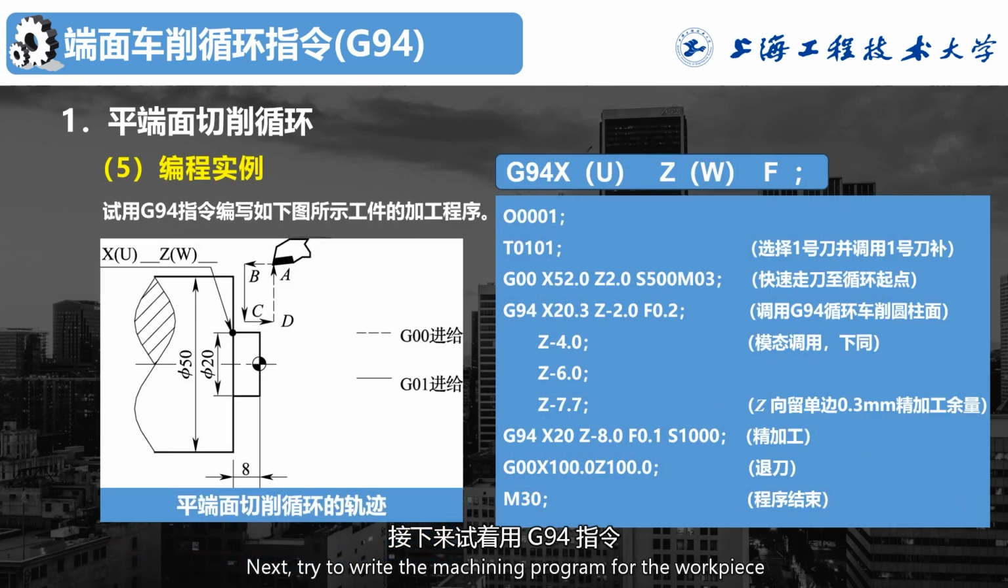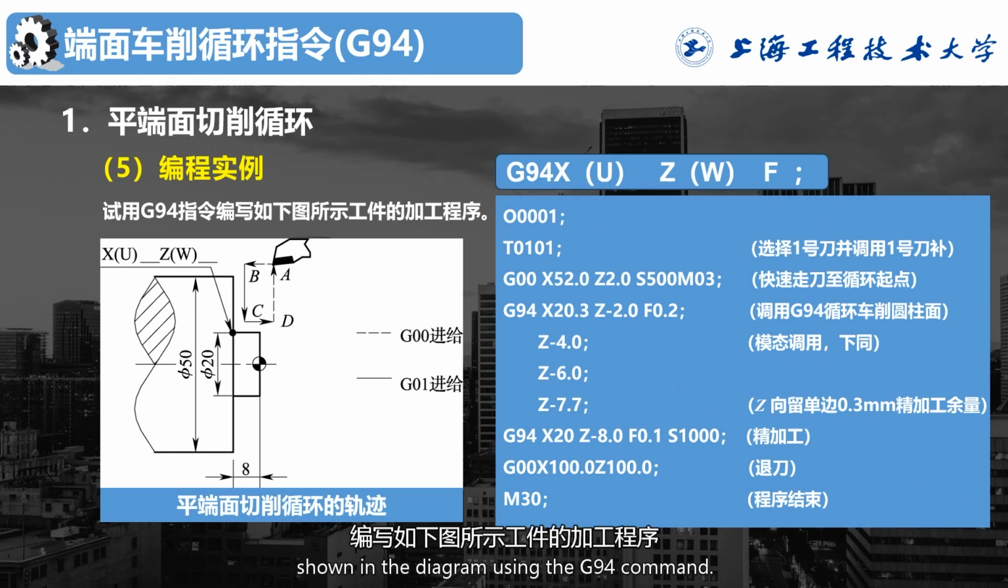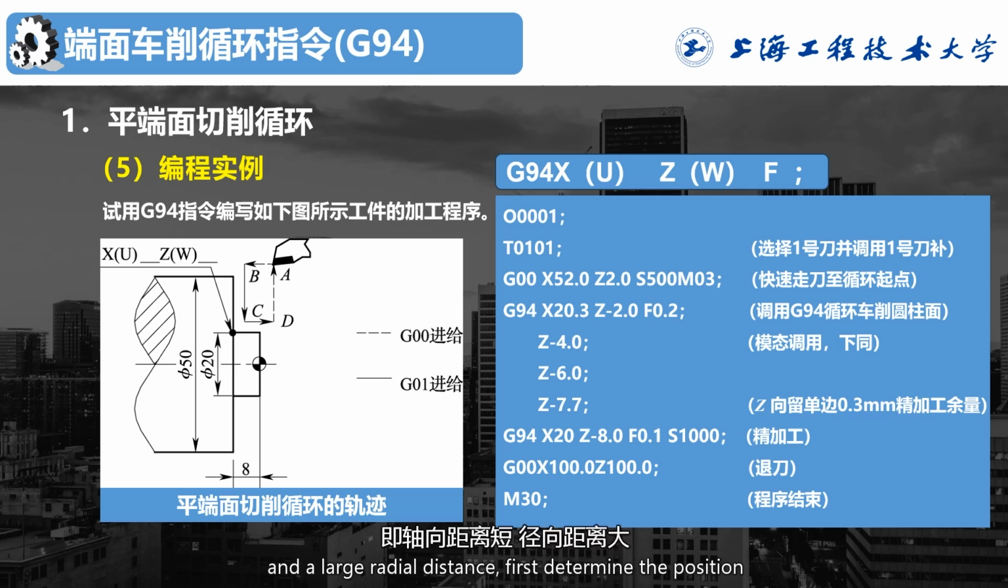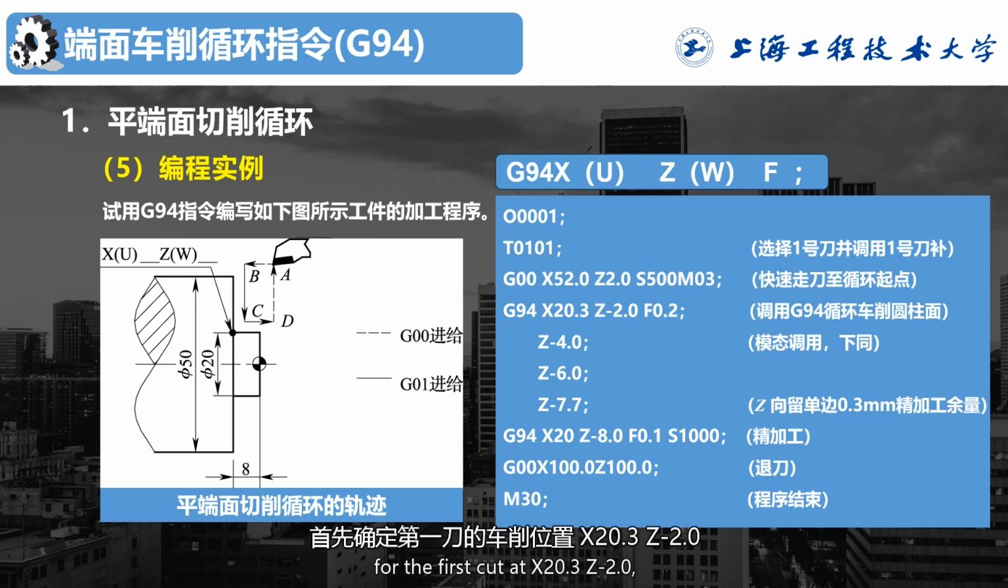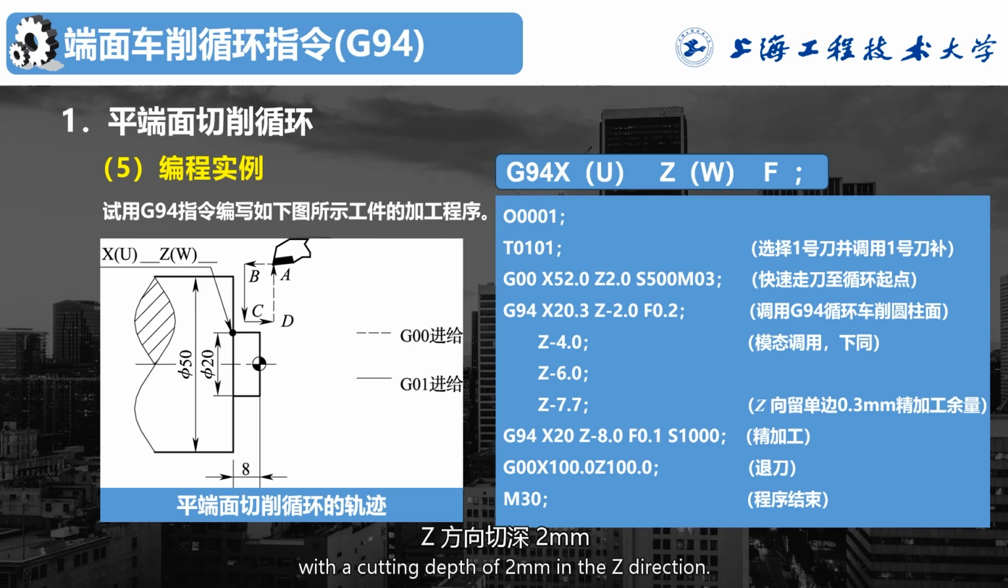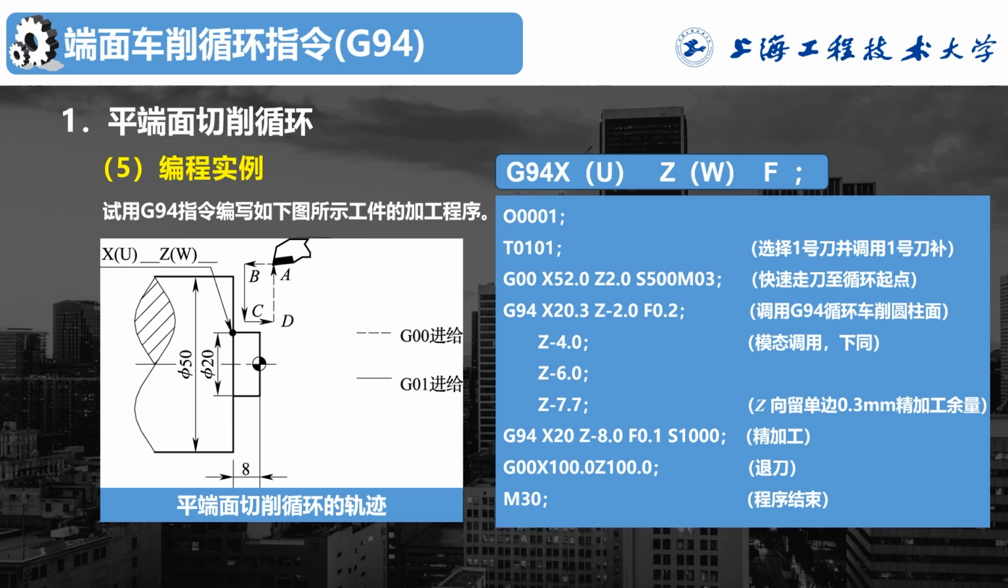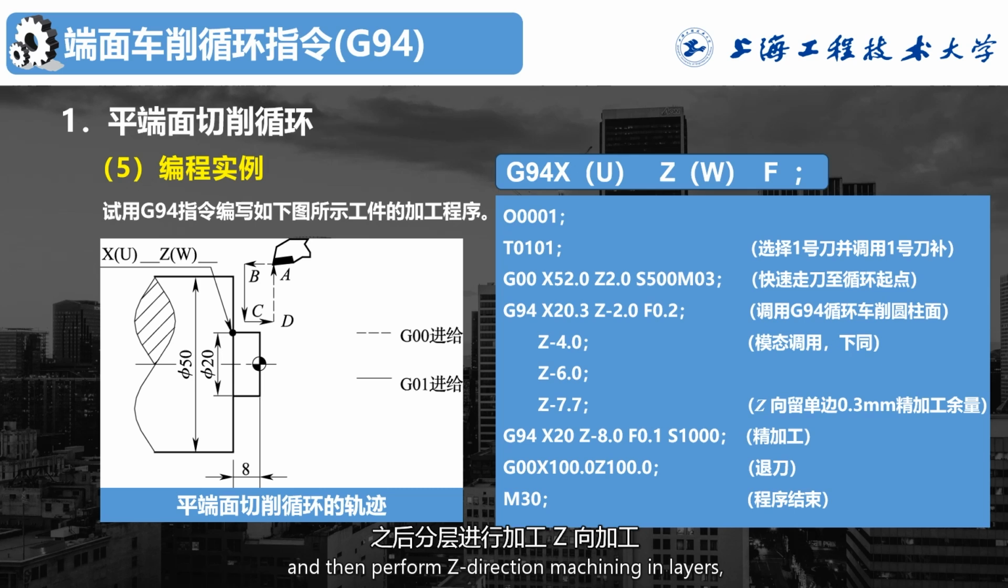Next, let's try to write the machining program for the workpiece shown in the diagram using the G94 command. Since this is a disk-like part with a short axial distance and a large radial distance, first determine the position for the first cut at X20.3, Z2.0. With a cutting depth of 2 mm in the Z direction, leave a finishing allowance of 0.3 mm in the X direction, and then perform Z direction machining in layers, with each pass cutting 2 mm.